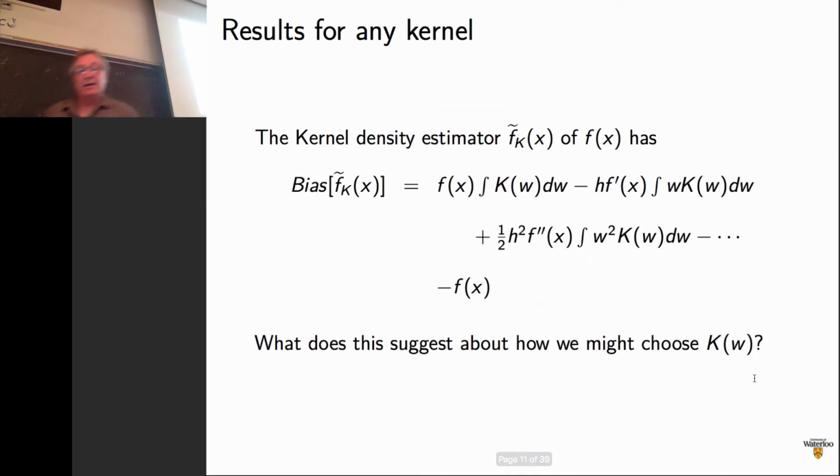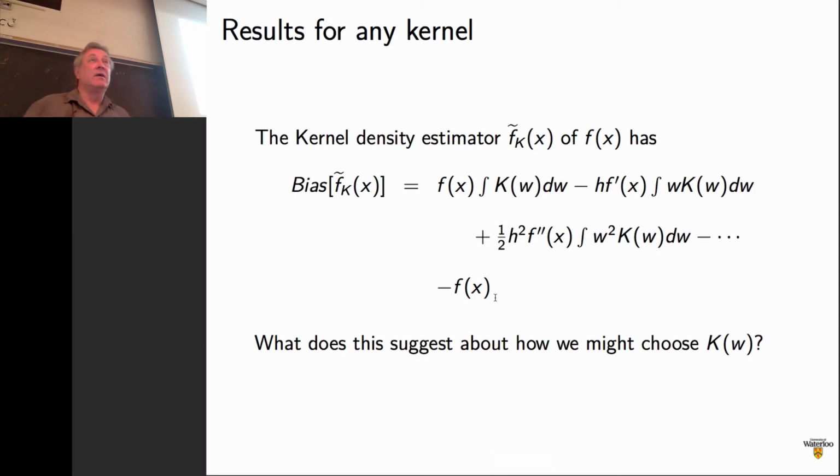Okay. So now I've got the bias. The bias is this infinite series that I have up here minus the real f of x that I'm estimating. So have a look at that equation and say I'd like that bias to be small. And I get to pick capital K. What characteristics would you like capital K to have?